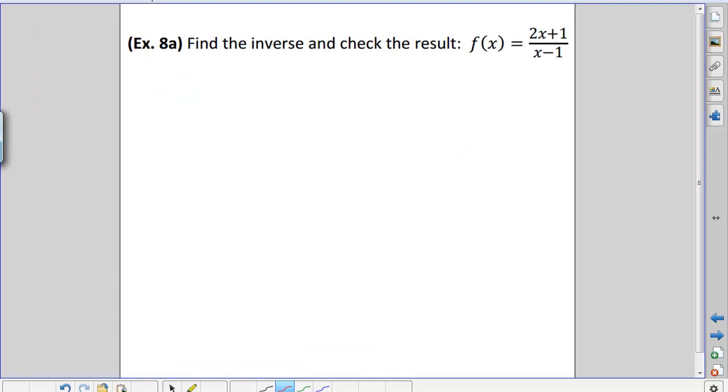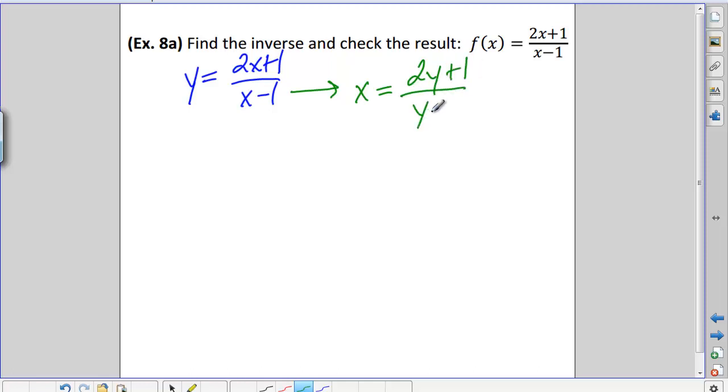The next one is 2x plus 1 over x minus 1. So again, start with y equals, and then do the inverse. So we switch it all around. Make that x equals 2y plus 1 over y minus 1. And this is going to be a little bit trickier because of the fraction.